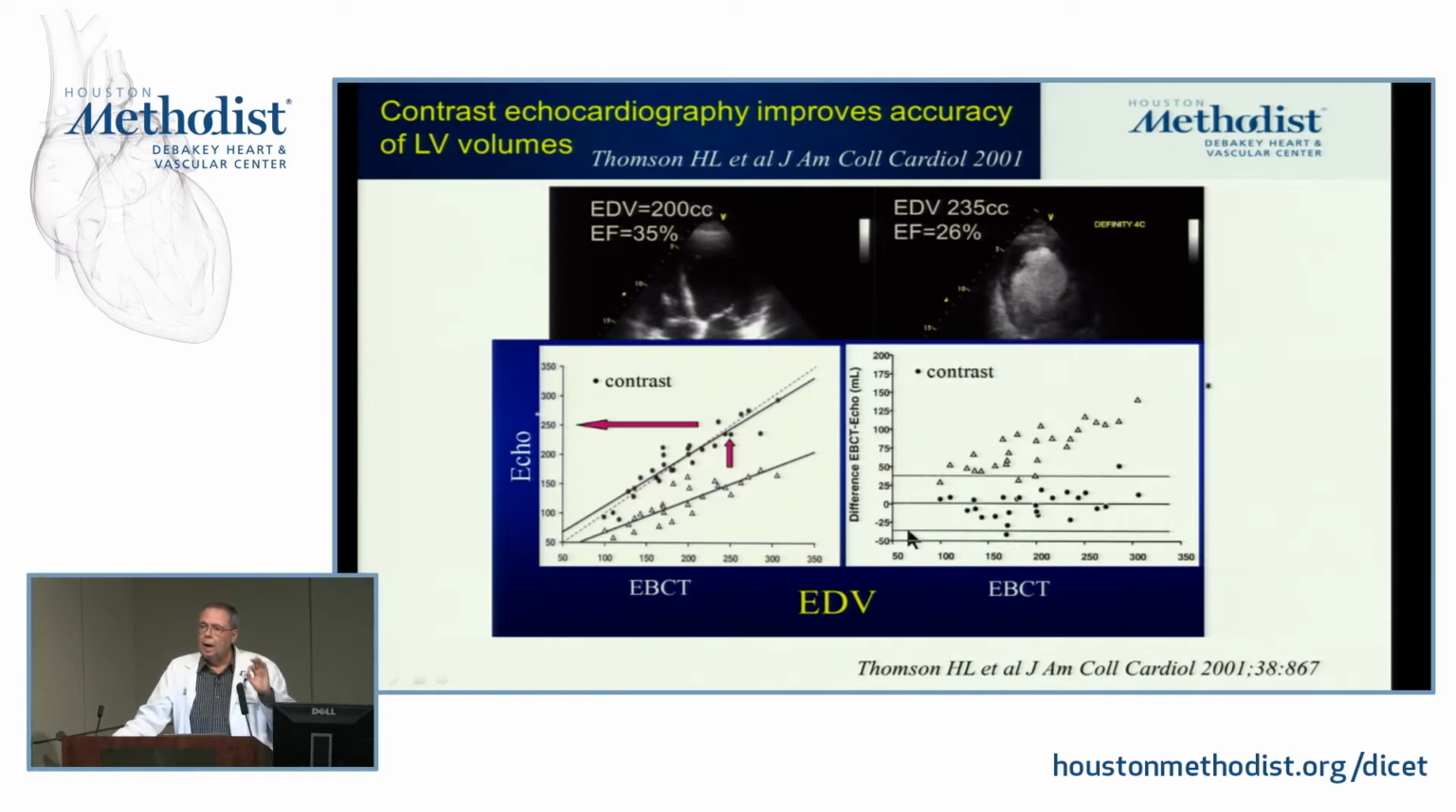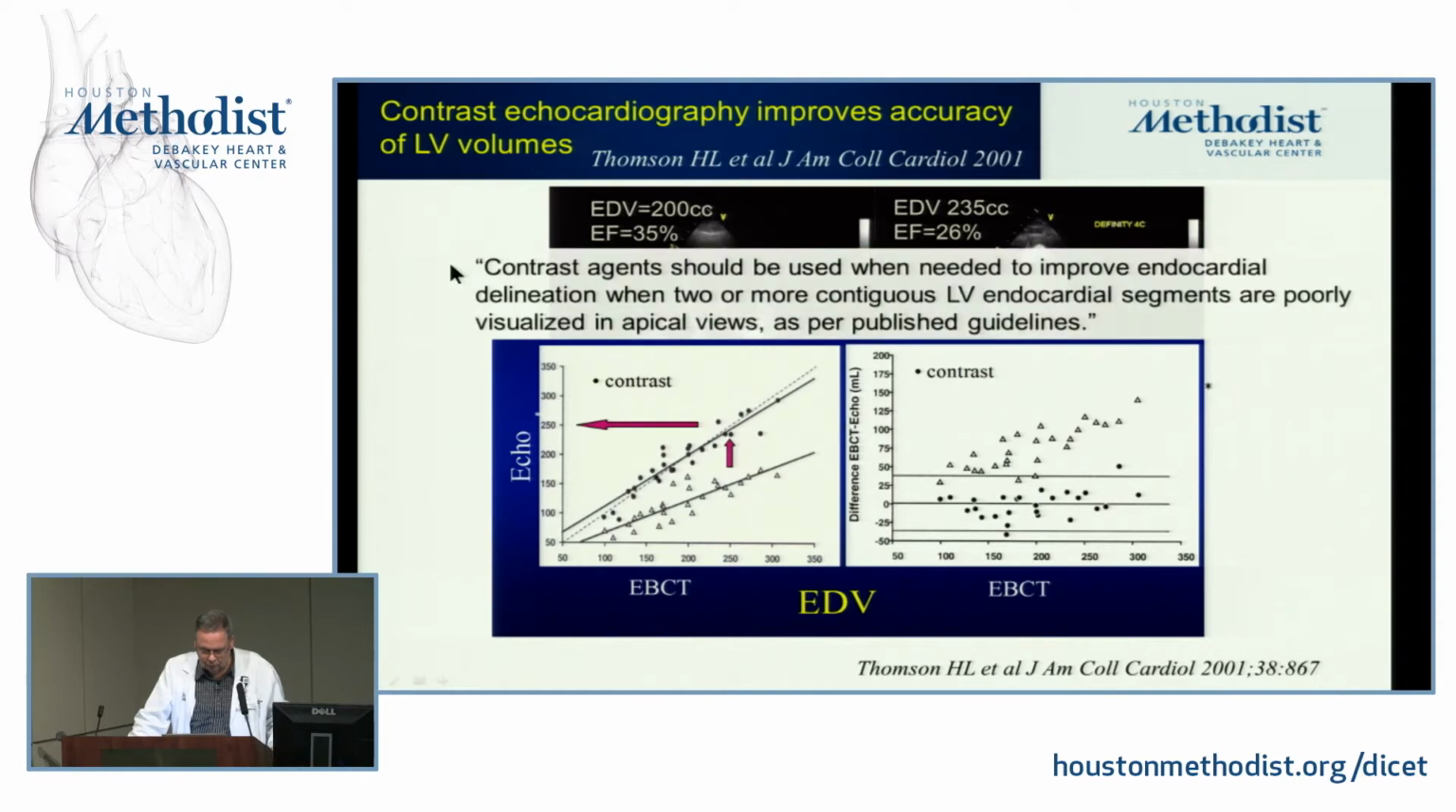And hearts that are failing, hearts that are big already because of cardiomyopathy, mitral regurg, AI or whatever, that's when you get a lot of benefit from contrast. So again, for the sonographers, we know that you guys are never shy about using contrast. Continue not to be shy about using contrast. And in fact, the official recommendations are that contrast agents should be used when needed to improve endocardial delineation when two or more contiguous LV endocardial segments are poorly visualized in apical views, as per published guidelines.